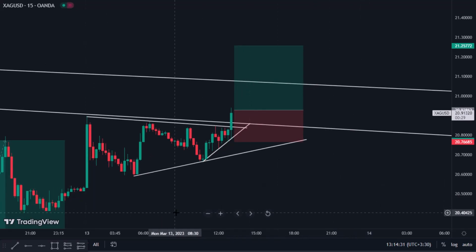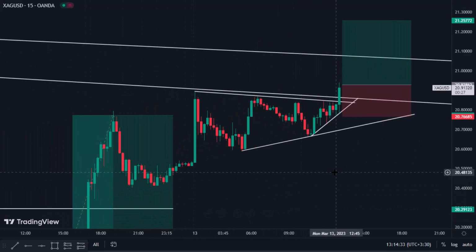Okay, it was about today's analysis. Let's switch to my positions that I made on 10th of March 2023, and see what happened there. See you there.